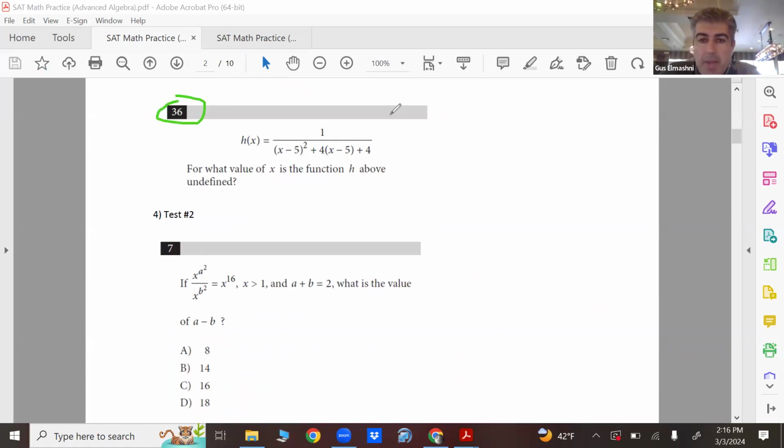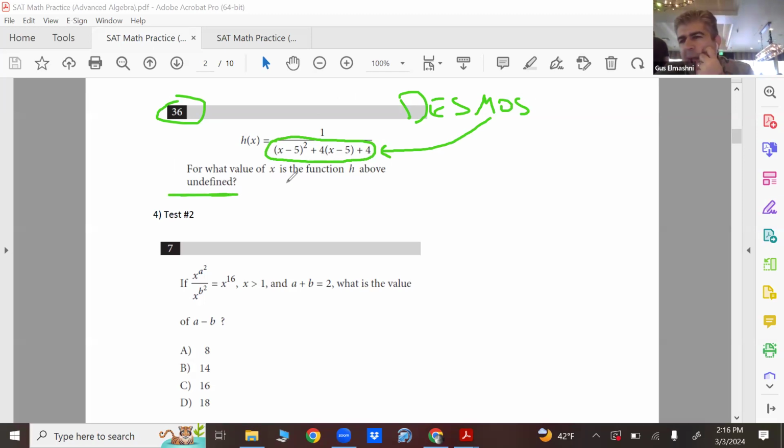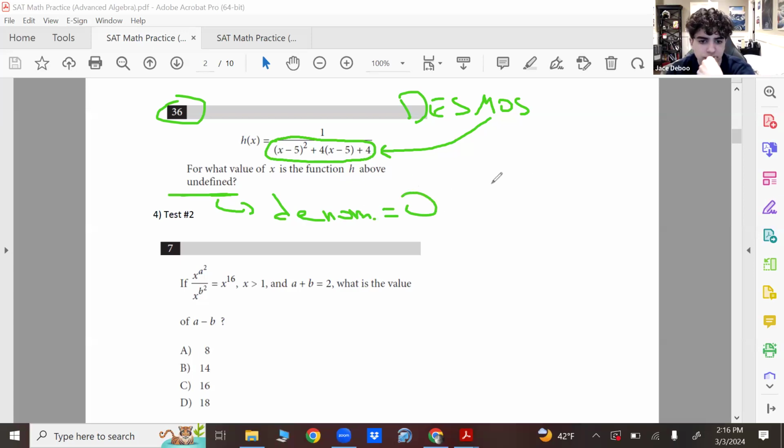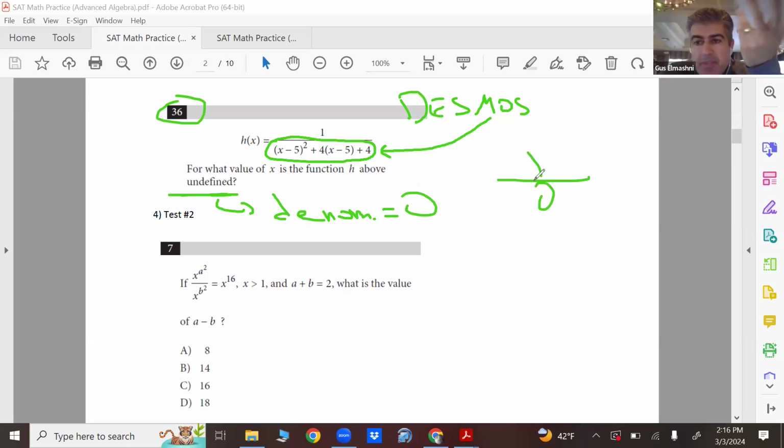Okay, now this is a prime example using Desmos. Now, if you want something undefined, you have a fraction. What does that mean when a fraction is undefined? You guys know what that means? The denominator equals what when you're undefined? 0. Exactly. Like 1/0, you can't do it. It's not defined. So I need the bottom to be 0.